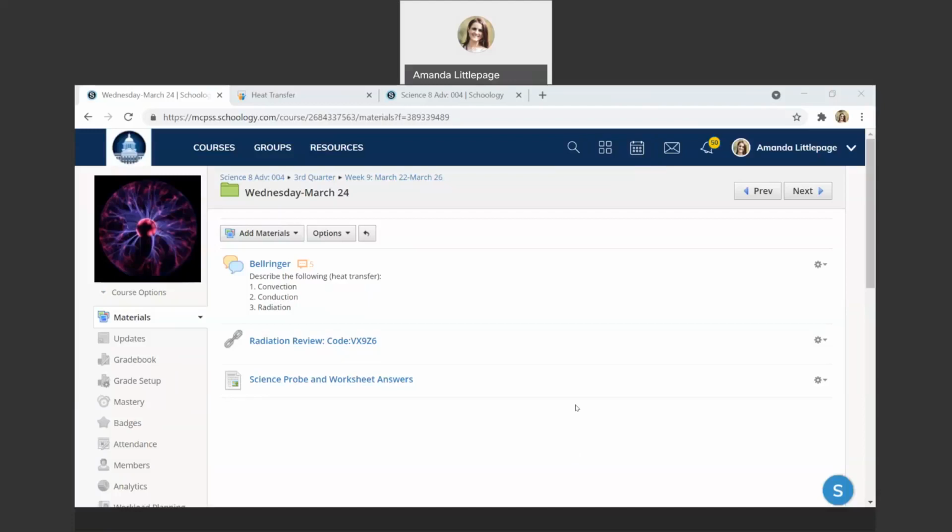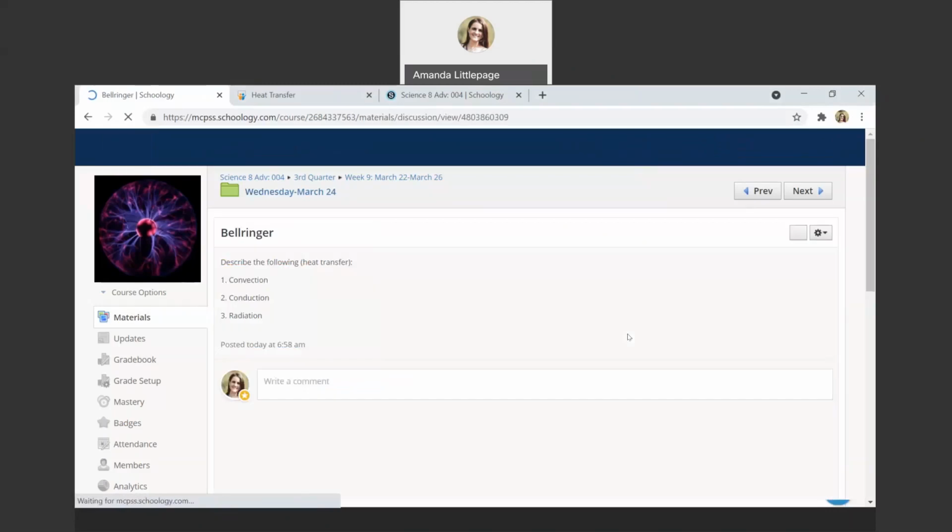So what I've done today is I've posted a bell ringer, a radiation review, and then a topic reviewing the science probe and the worksheet answers. Remember that tomorrow you will have a test, your third major grade for third quarter. In general, if you've been following along with the worksheets and doing what you're supposed to do in the Nearpod, you should be very, very well prepared for this test.